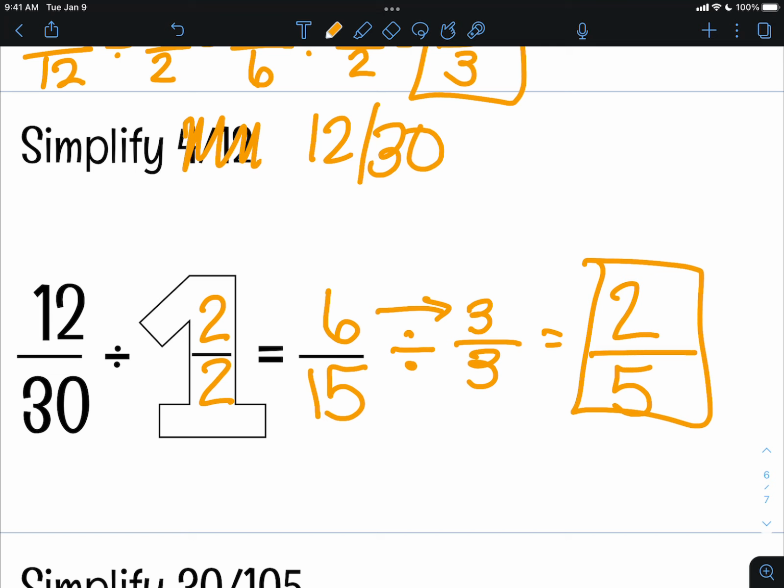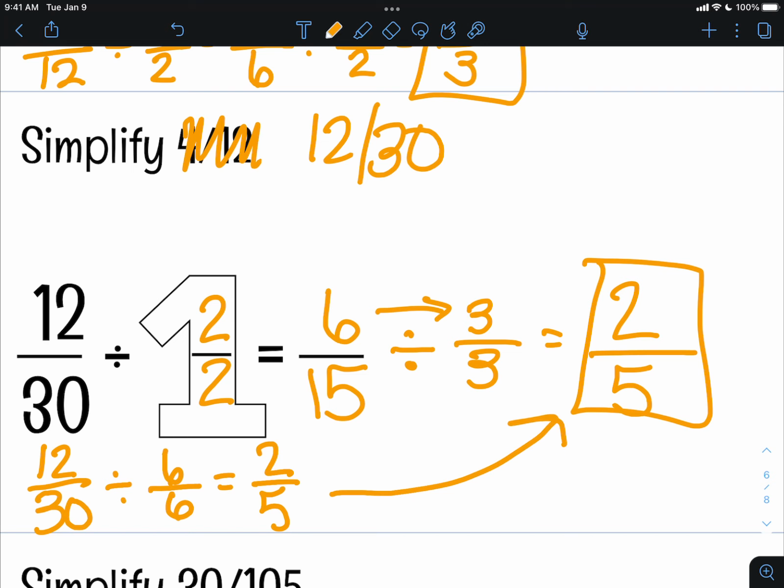Now I could have also from here divided them both by 6 if I was able to see that it was a common factor. 12 divided by 6 is 2. 30 divided by 6 is 5. I still get the same answer with fewer steps, but if I was not able to see that I can divide them both by 6, it is okay to divide them both by 2 and by 3.